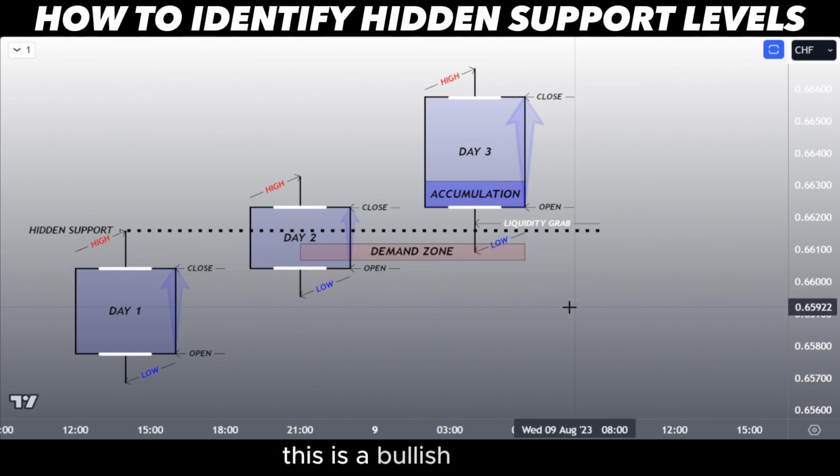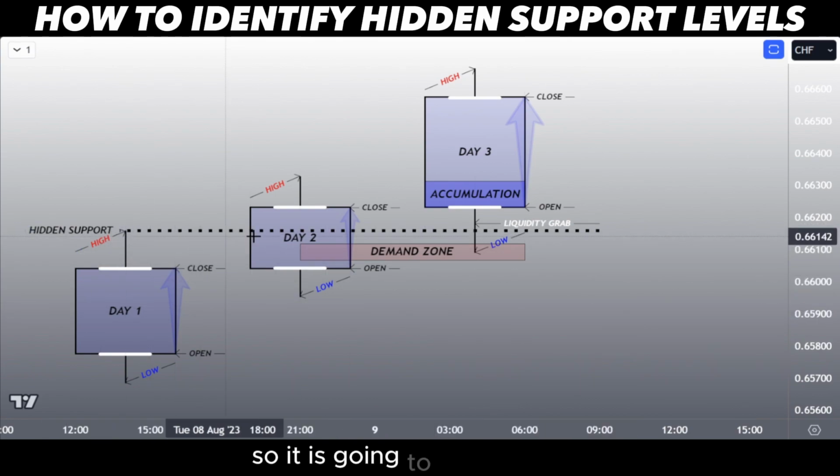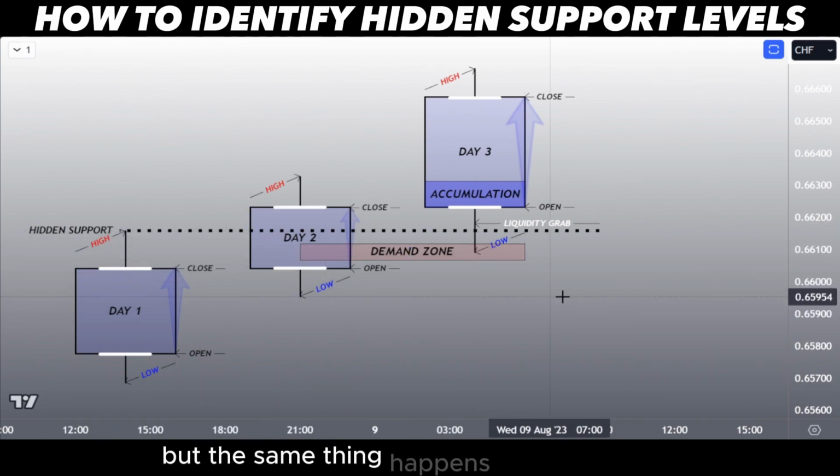This is a bullish example, so it is going to be a support, but the same thing happens for a resistance. Just flip it, it's just going to be the same thing. Price action is all about learning and understanding the patterns that happen. This pattern has happened a million times before.